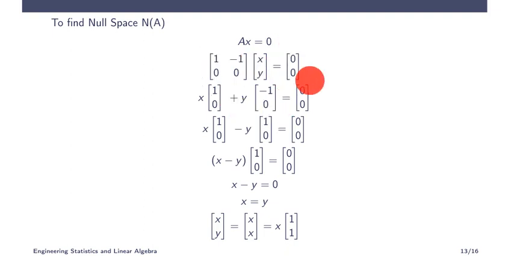So as we did in the previous case also, [1 0] minus [1 0], x into [1 0] plus y into [minus 1 0] equal to [0 0]. Or, minus 1 I am taking outside, so x [1 0] minus y, so (x minus y) [1 0] is equal to 0. x minus y is equal to 0, or x is equal to y.